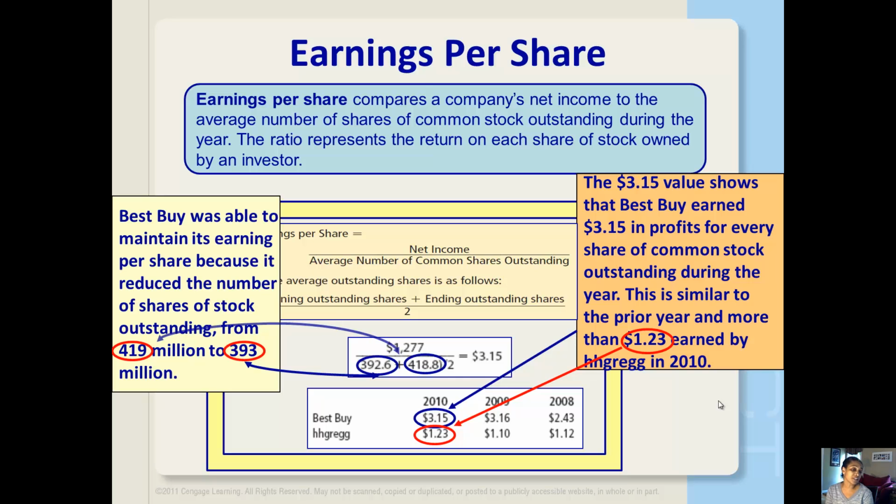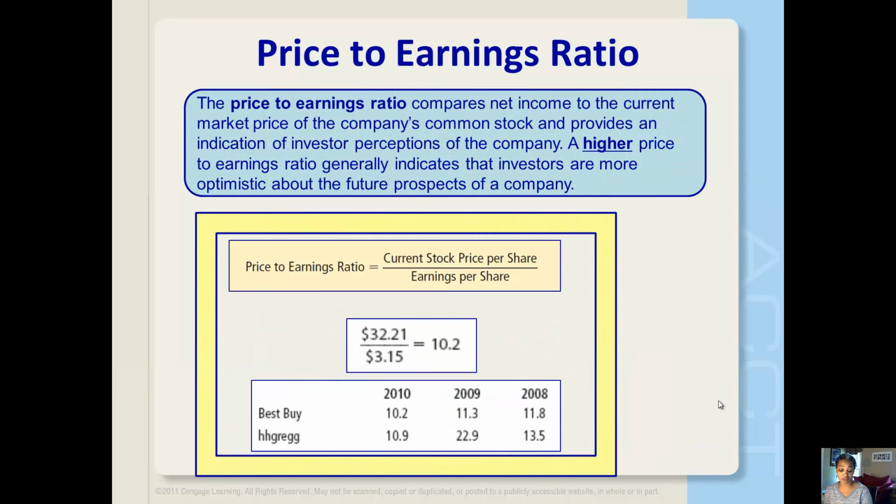They've got earnings per share of $3.15, which stayed fairly stable from 2009, and it's much higher than H.H. Gregg. So Best Buy was able to maintain its earnings per share because it reduced the number of shares of stock outstanding from 419 to 393. Remember, they had two ways of maintaining or increasing earnings per share, and that was by changing the number of shares outstanding or increasing profitability.